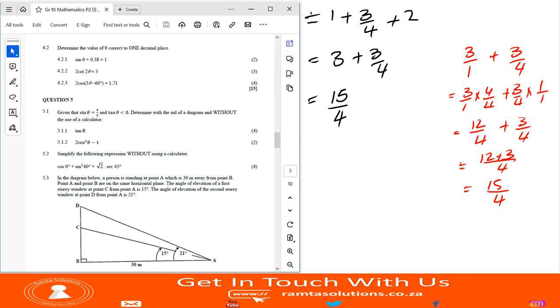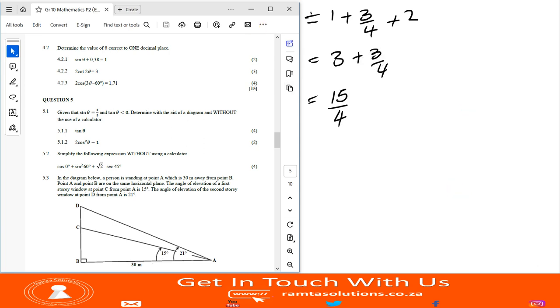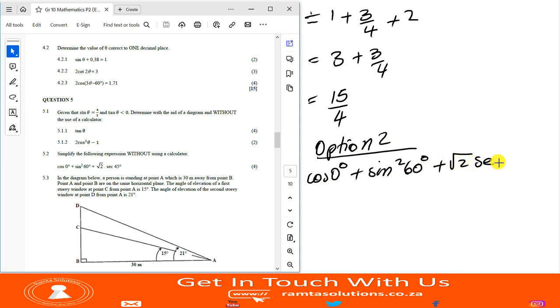Now, let me show you option 2 that I would prefer. But please, if you go for this option, make sure you understand what you're doing. Option 2: cos 0 degrees plus sine 60 degrees all squared plus square root of 2 sec 45 degrees. Now, cos 0 degrees is 1, sine 60 degrees is square root of 3 over 2, all squared, plus square root of 2 times sec 45.